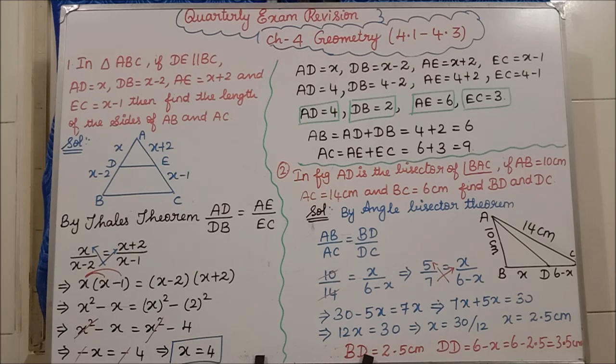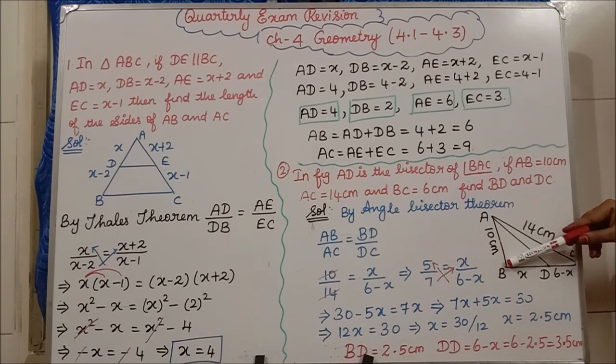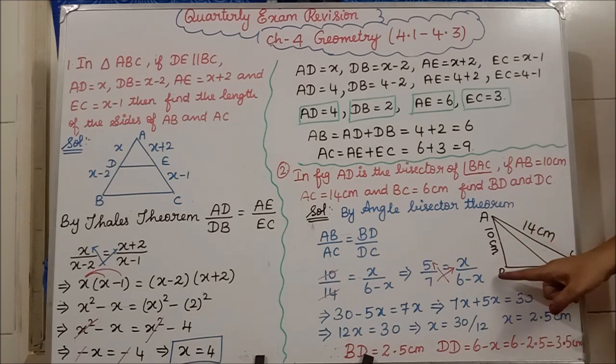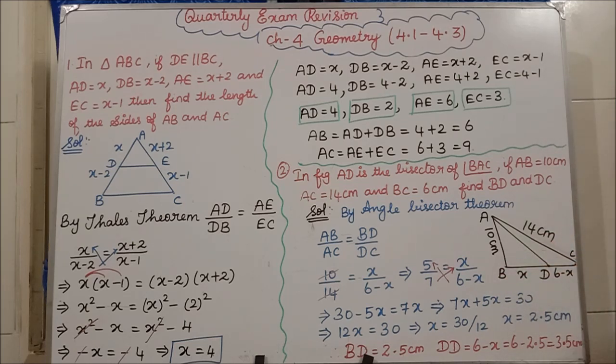Okay. Now we will see one problem based on the angle bisector theorem. See the question in figure. In the question we have given the figure. AD is the bisector of angle BAC. Then if AB equal to 10 centimeter, AC is equal to 14 centimeter, BC equal to 6 centimeter, find BD and DC. This full length B to C they have given, but we don't know what is BD length and DC separate length. That we have to find.